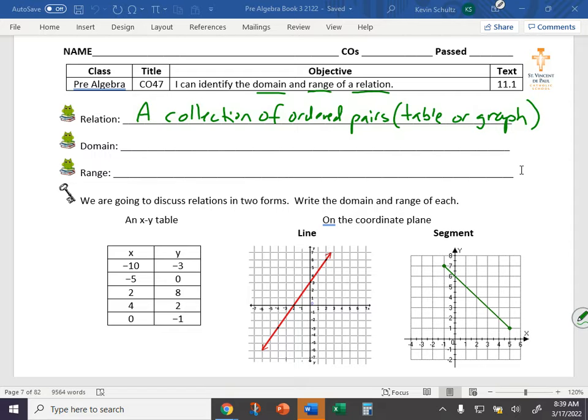The domain of a relation, the x values of a relation. All the x values that are included in the relation are what we call the domain. Can you guess what the range is? The y values of a relation.